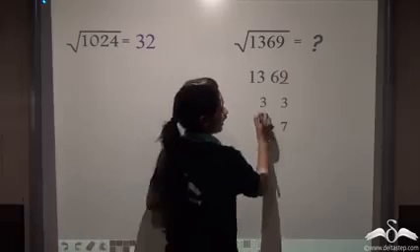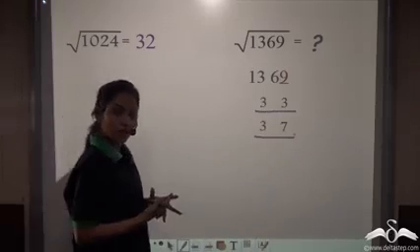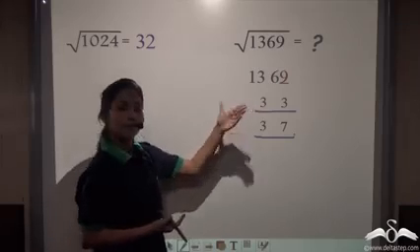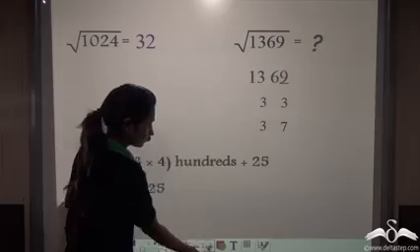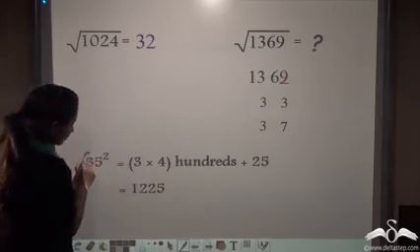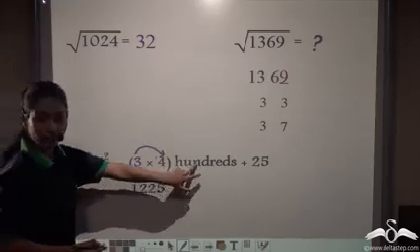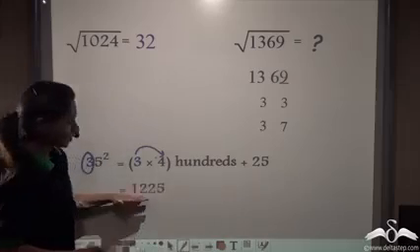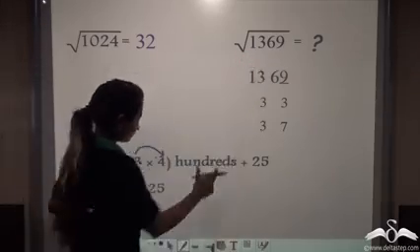Now which answer will be correct? 33 or 37? Again 35 square will come to our rescue. Find out 35 square using that simple method. Now again 35 square is 3 into 4, that is the number just before 5 into the next number, into 100 plus 25, that is 1225. So now compare this with this number.